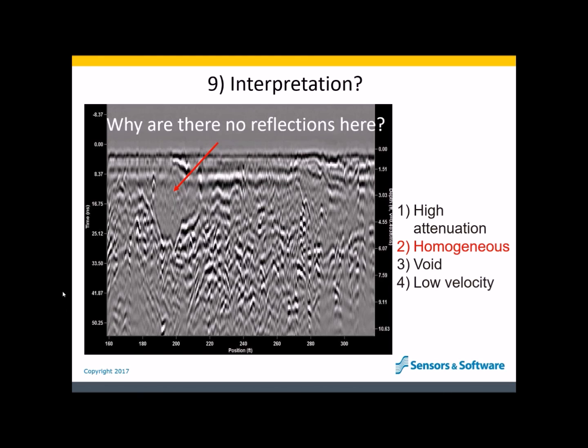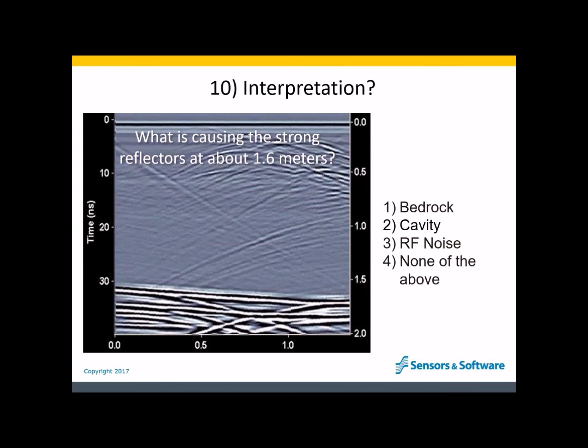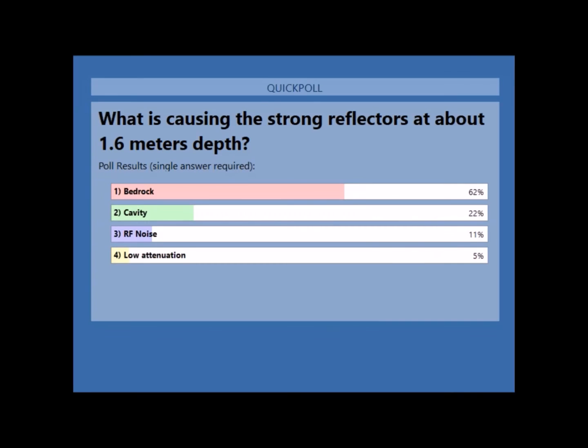All right. Okay, last question of the day. So here's the last question. What is causing the strong reflectors at about 1.6 meters? So have a look at that. We've got a section here with a very strong reflector at the bottom. Let's have a look at the results.